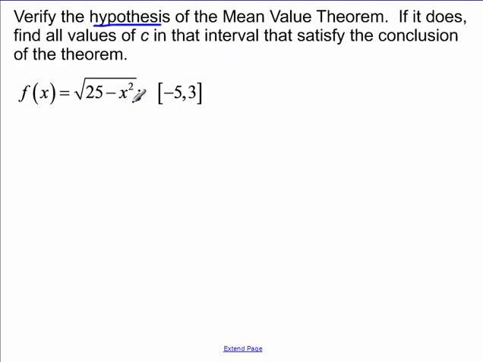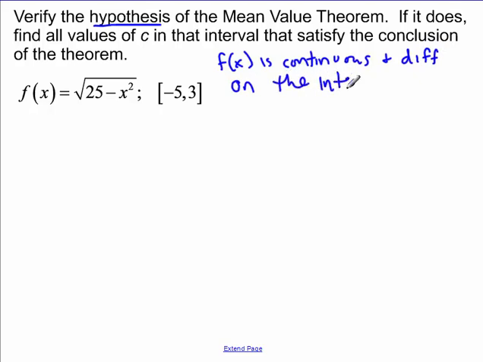Our domain restriction on this curve, that's a half of a circle. So I am continuous and differentiable on this interval. So f of x is continuous and differentiable on the interval. So we have to find the slope of the secant line.